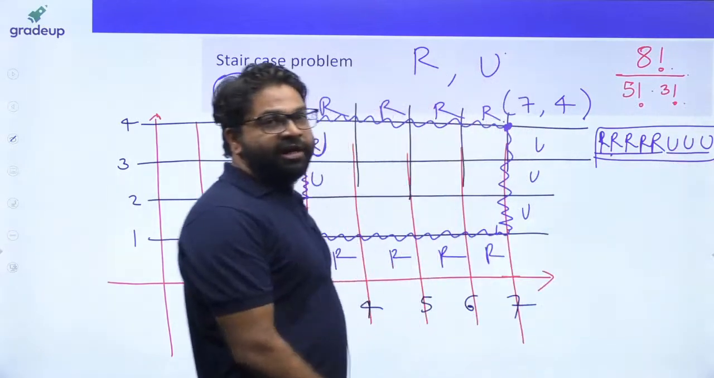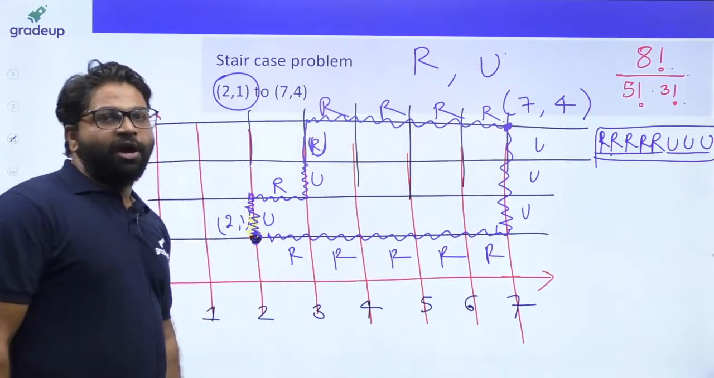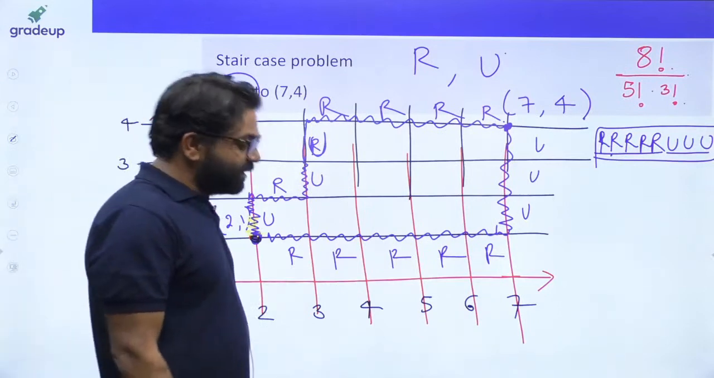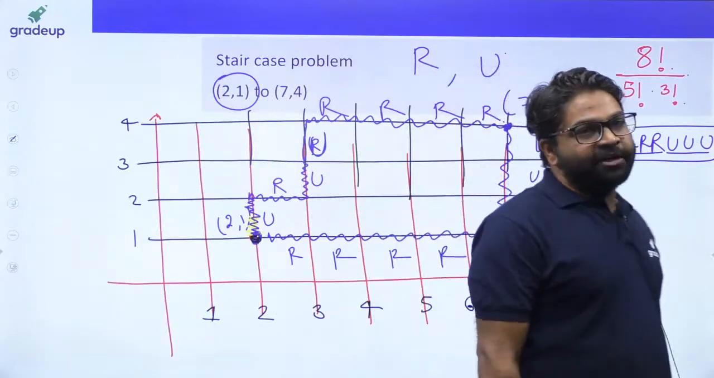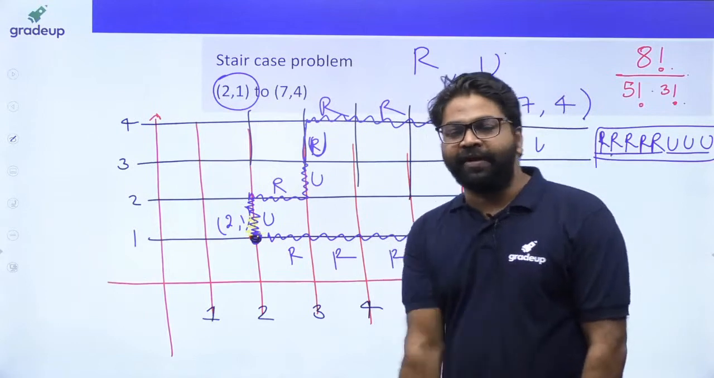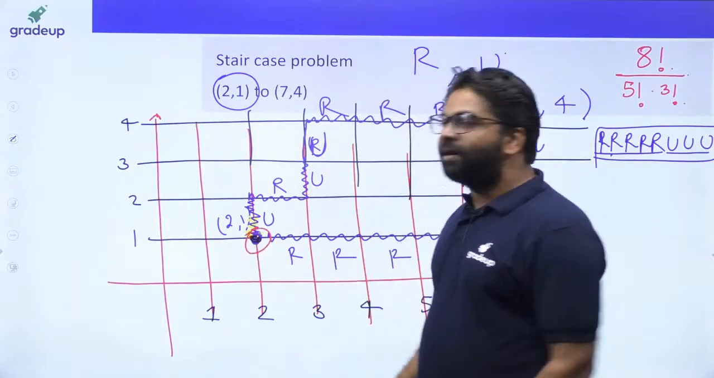Okay, just now we have already seen it. So in this manner we can solve all the questions related to this particular thing. So 8 factorial divided by 5 factorial into 3 factorial is the total number of ways that the robot can go from (2, 1) to (7, 4).